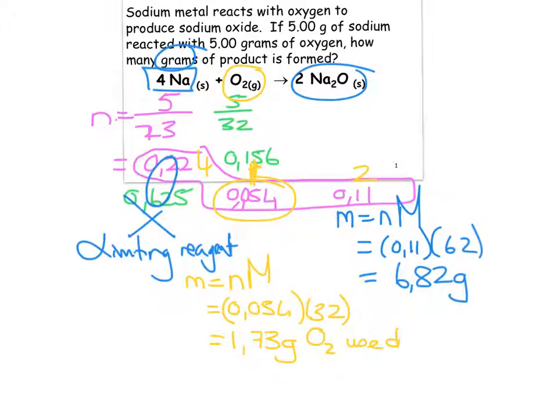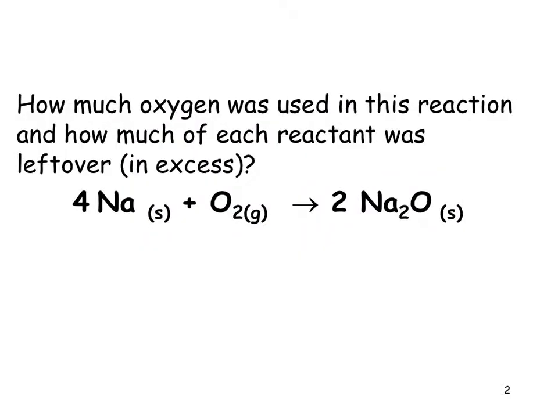Therefore, how much O2 is left over? Well, I was told at the beginning that I started off with 5 grams. So it's 5 minus 1.73 that I used, and that's going to leave me with 3.27 grams of oxygen that are left over. This slide asks those questions: how much oxygen was used and how much was left over, which we've just calculated now.